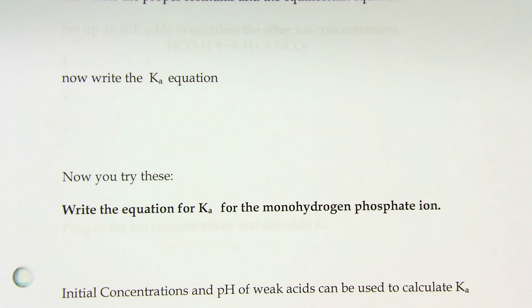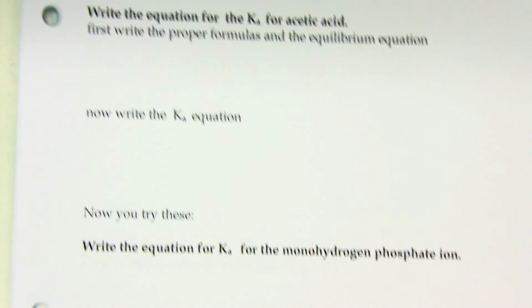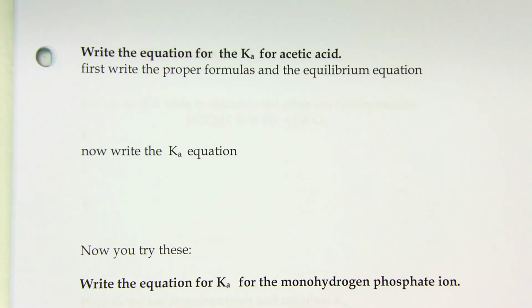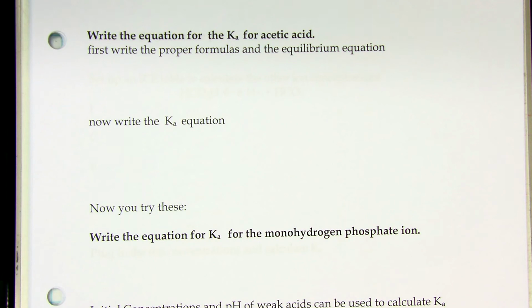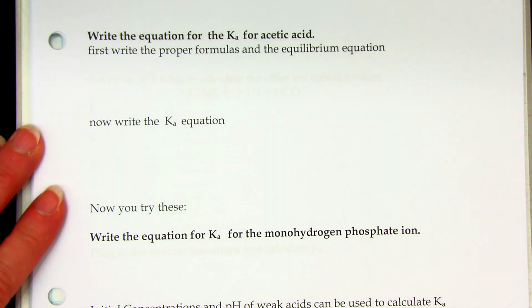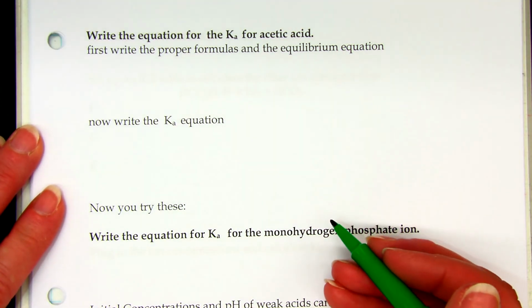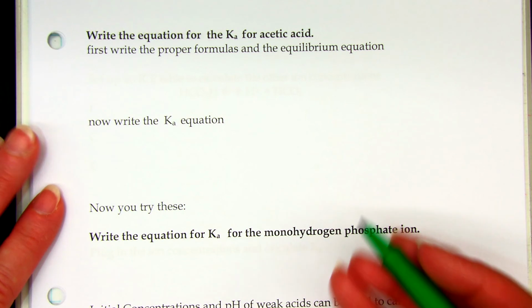Okay, so let's look at how we write these out and how we lead into doing the math. This is kind of a rehash of Chapter 15 with a little bit of pH stuff from the early part of Chapter 16 thrown in. Write the equation for the Ka for acetic acid. We can do this two ways: the fancy way or the generic way.